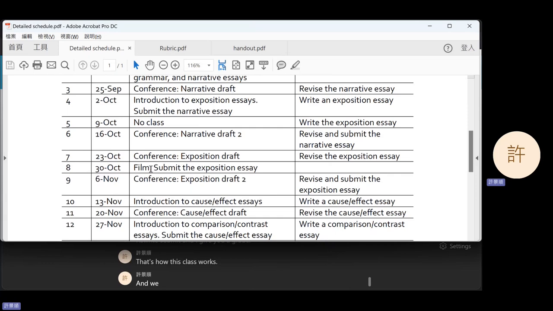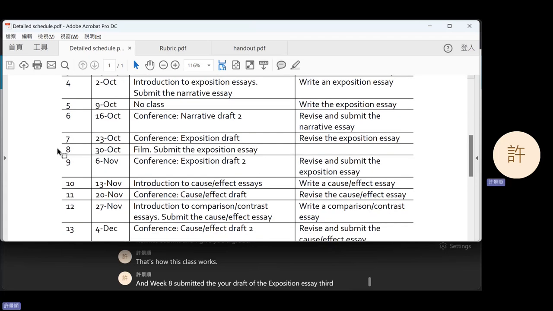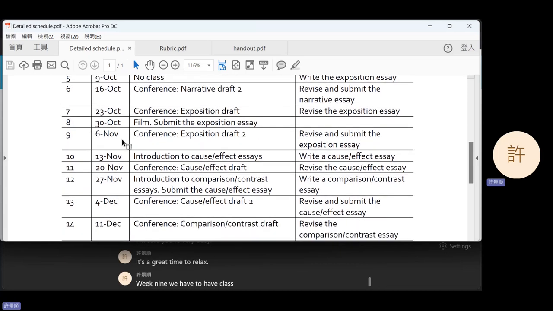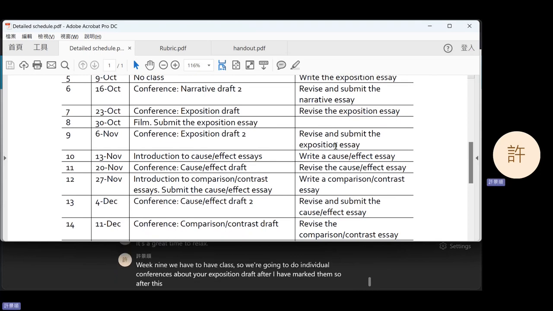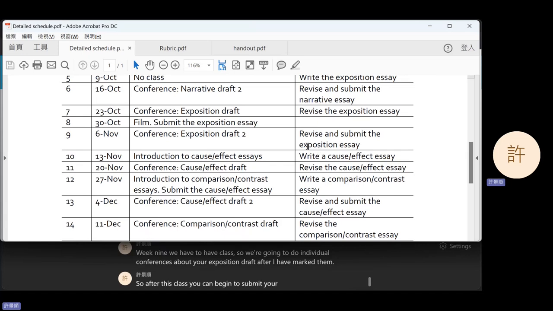Week 8, submit your draft of the exposition essay. We're going to watch a movie because it's the week before midterms. I'm sure you're very busy. It's a great time to relax. Week 9, we have to have class, so we're going to do individual conferences about your exposition draft after I have marked them. So after this class, you can begin to submit your exposition essay final draft.